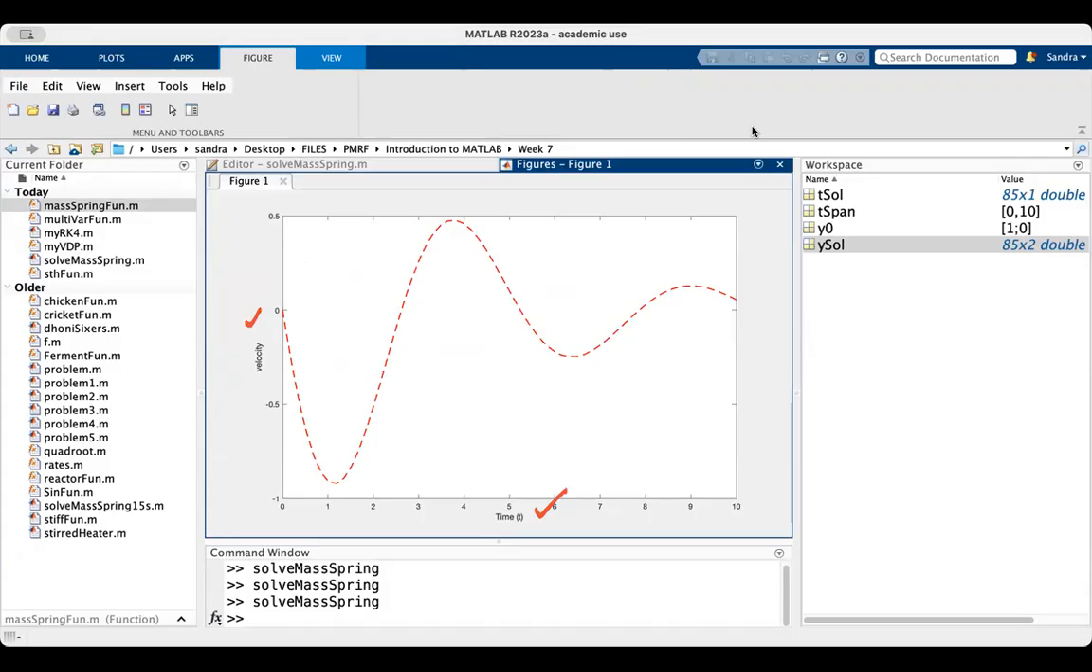Ma'am, in the assignment question, they asked particularly to find out the x value at a particular time. How to find that, ma'am? What is the command for that? The x value for a particular time.